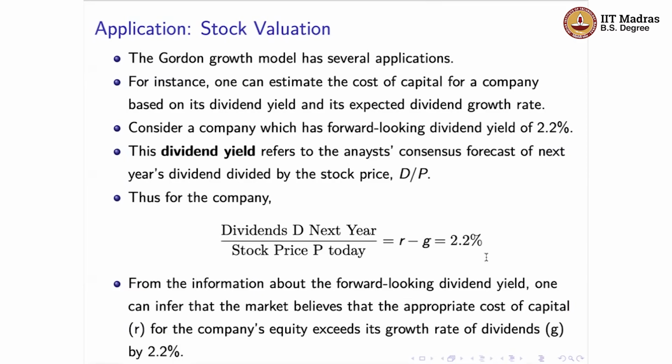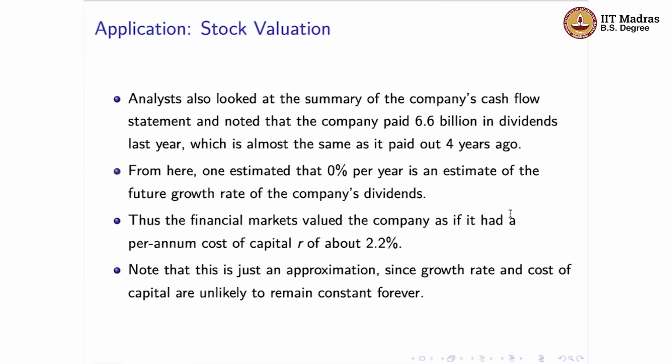Now, how can we go from here to actually come up with an estimate for R? Well, we need to figure out an estimate for the growth rate of dividends. If we have an estimate for the expected growth rate of dividends, and we already have an estimate for R minus G, we can use that to calculate R, right? So how do we do that?